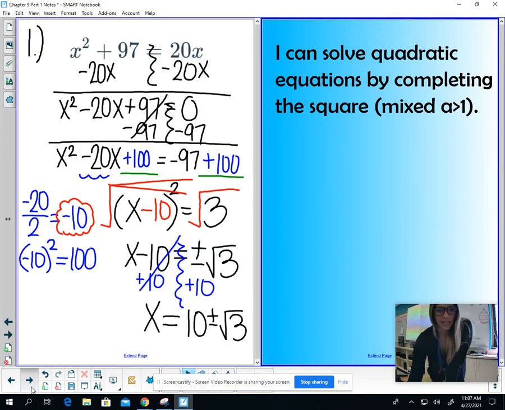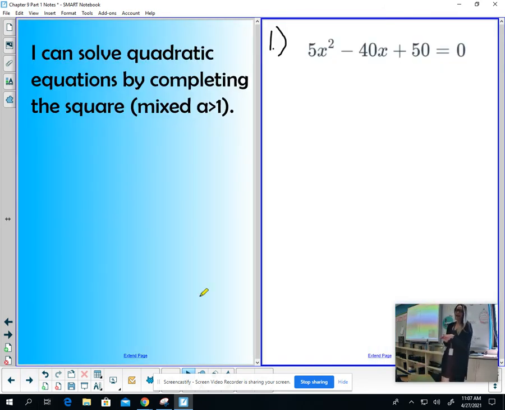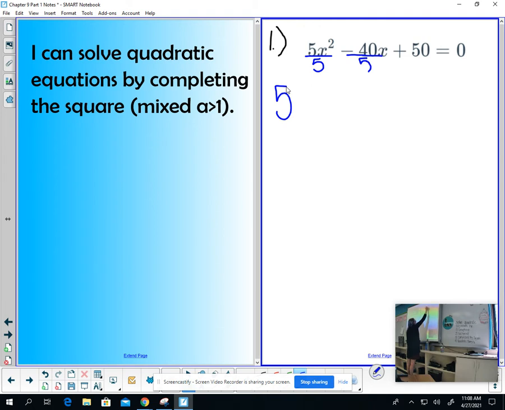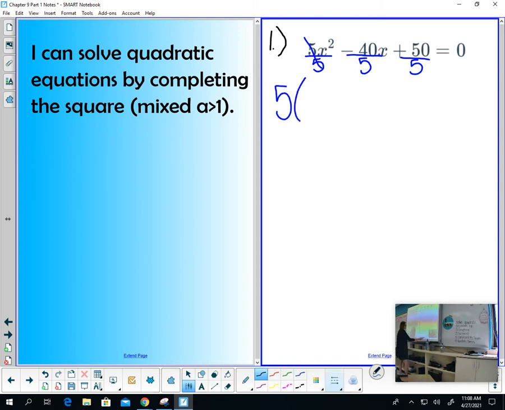So we are adding an additional step into our problems today, and that is we have to determine, do we need to pull out a GCF, that greatest common factor? What number goes into 5, negative 40, and 50? I can pull out a 5. So what that means is I can divide 5 by all of these terms. So 5 divided by 5 cancels. So I'm left with x squared. Negative 40 divided by 5, I'm left with negative 8x. Positive 50 divided by 5, I am left with 10.